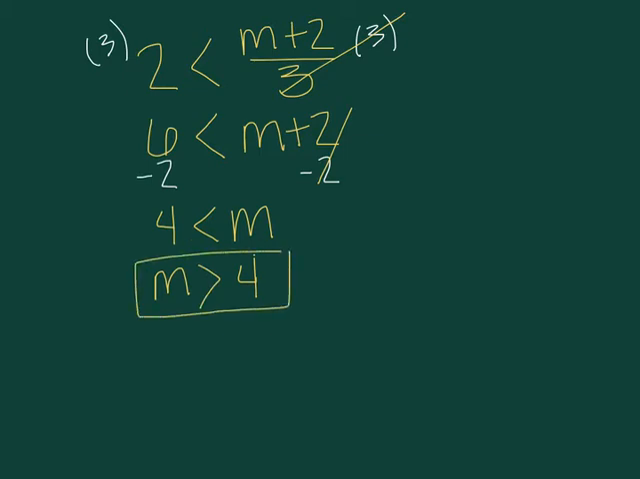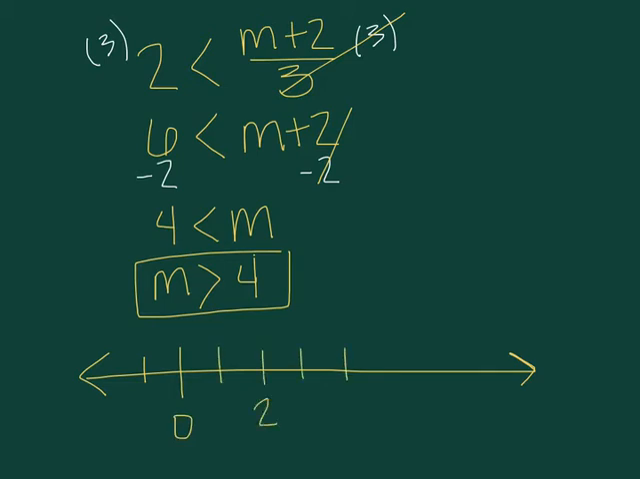So if we were to put this on a number line, we would see that there's not an equal sign. So at 4, we need to put an open dot. And the m values need to be greater than or bigger than 4. So we'll shade in to the right, which is the greater than or larger direction.